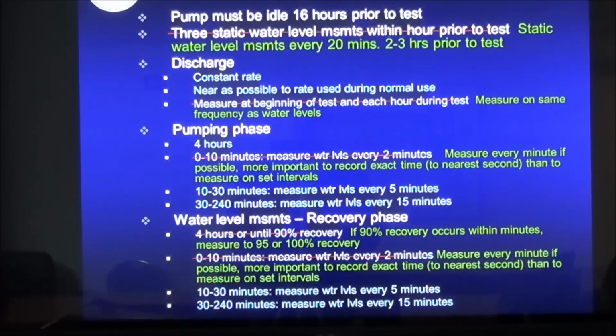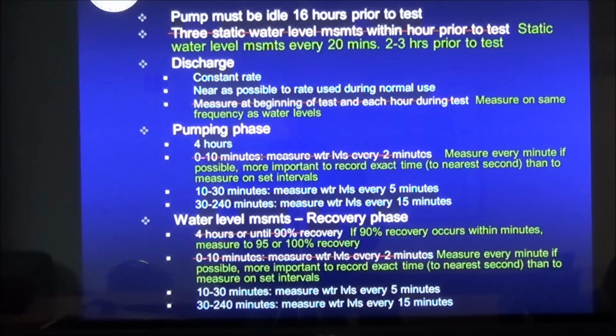Discharge, constant rate, very important. We try to use the same rate during normal use. And then we try to measure discharge on the same frequency as water levels. And that could be difficult sometimes, especially early on in the test, where you're trying to get a water level measurement every couple minutes or every minute, and it's difficult to also read the flow meter to measure the discharge.